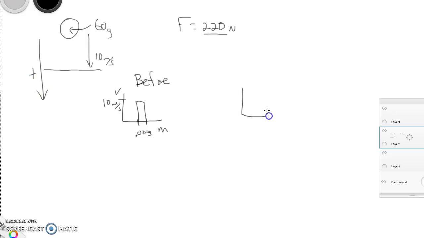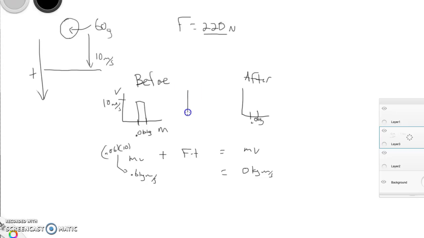And then after, it's going to come to a stop. The ground's going to stop it. So afterwards, it's going to have no momentum, velocity 0. So before we have our mv, and then after we have our mv. In this case, this is going to be 0 afterwards. This is going to be 0.06 times 10, which would be 0.6 kilogram meters per second. Now these are not the same because the momentum changed, and so we account for that by including force and time. And so we're actually going to show that on a graph as well.